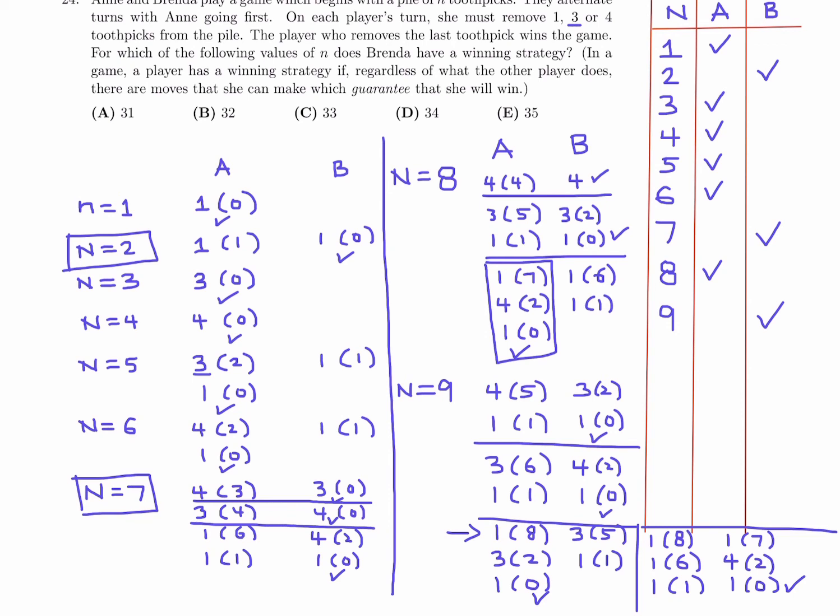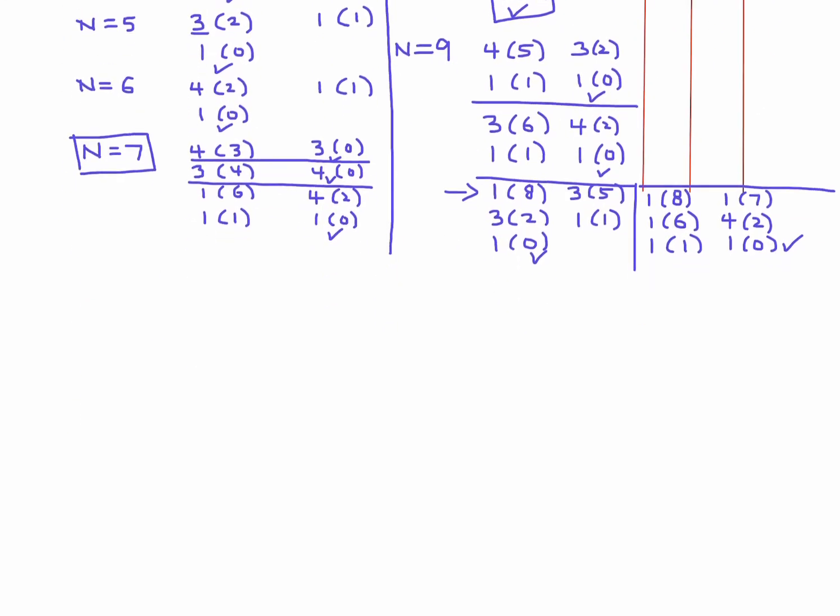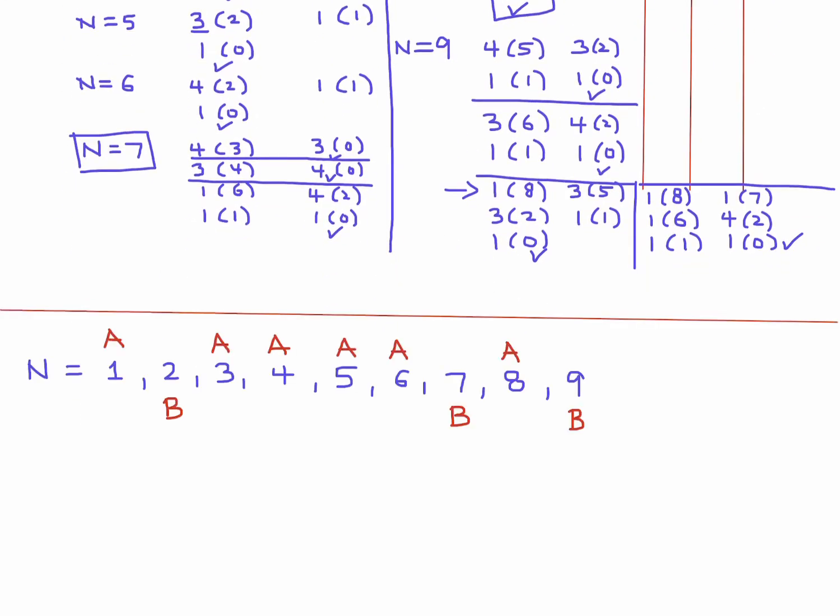As you can see, you can probably do this on your own. Keep doing this. And if you do, you will get a certain pattern, right? And here's the pattern that we figured out in our trial and error system. And I put B's below the n numbers that Brenda wins. So it was 2, 7, and 9. And in general, Brenda will have a winning strategy for n, and n minus 1, n minus 3, and n minus 4 will be the winning strategy for Ann.